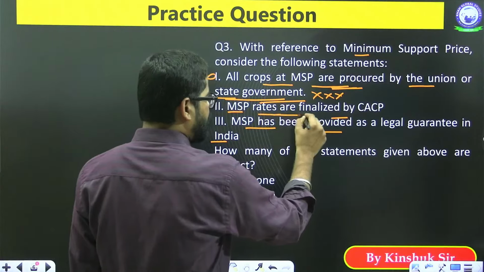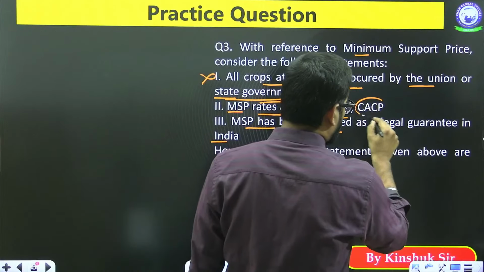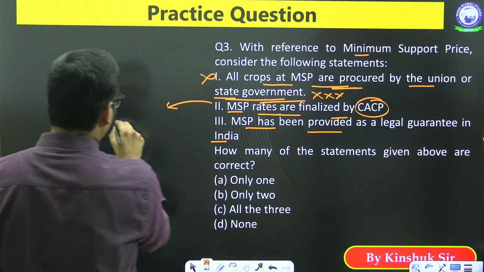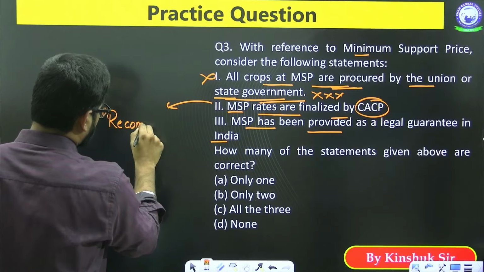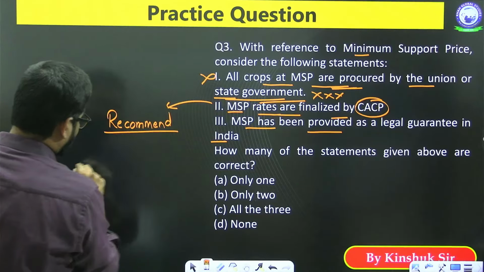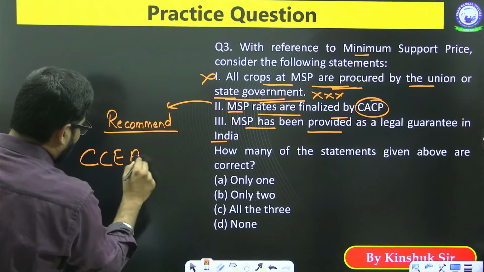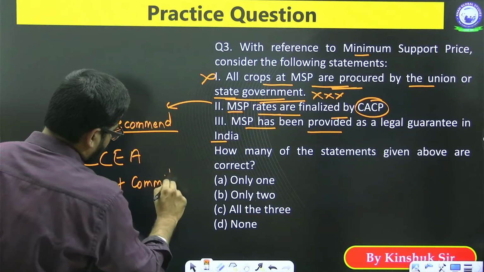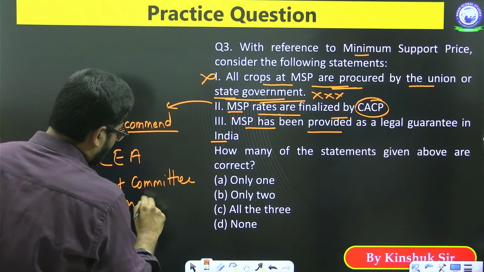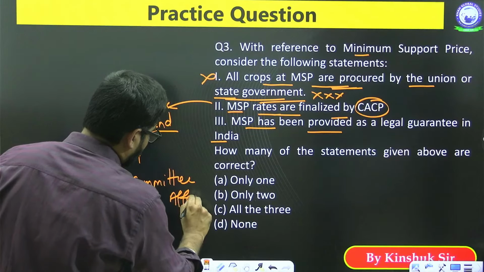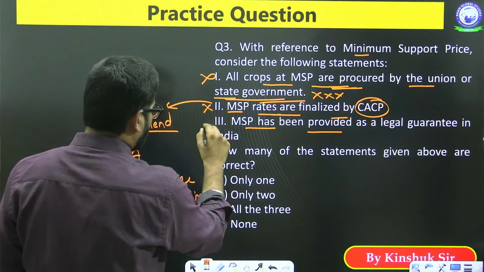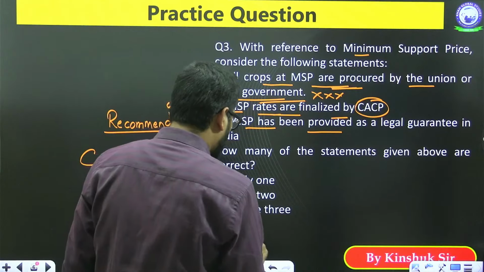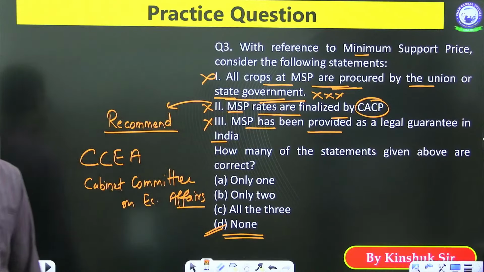Second is saying MSP rates are finalized by Commission on Agricultural Cost and Prices, CACP. It is only giving recommendation, not finalization. Finalization is done by CCEA, Cabinet Committee on Economic Affairs. This is the one committee which will be finalizing the rate. So second one is also incorrect. Third one, you know that there is no such legal guarantee of MSP. So correct answer will be option number D. That is none.